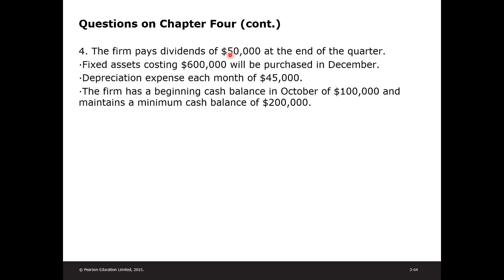The firm pays a dividend of 50,000 at the end of the quarter, which means that this will be paid in December. A fixed asset costing 600,000 dollars will be purchased in December. Okay, this is only one payment, and depreciation expense each month of $45,000. This will not be taken into consideration because depreciation expense is a non-cash expense, so there is no cash to be paid. And finally, the firm has a beginning cash balance in October of $100,000 and maintains a minimum cash balance of $200,000. Okay, let's see the answers together.